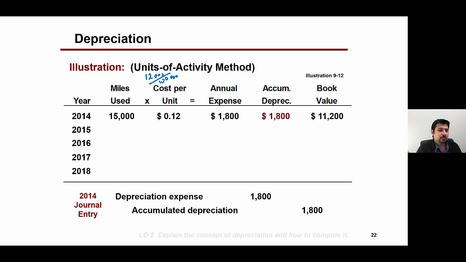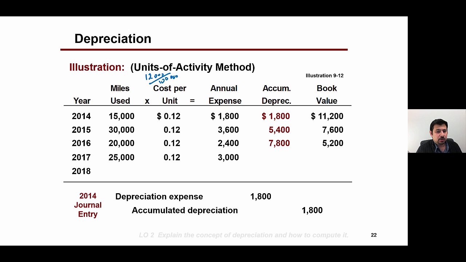In 2015, let's say that miles used were 30,000. That again will be multiplied by $0.12 each, and annual expense will be 3,600. Accumulated depreciation will be the sum of the two, and again the same thing can be said for the subsequent years. Here too, at the end we'll have the book value of 1,000, which is the salvage value.